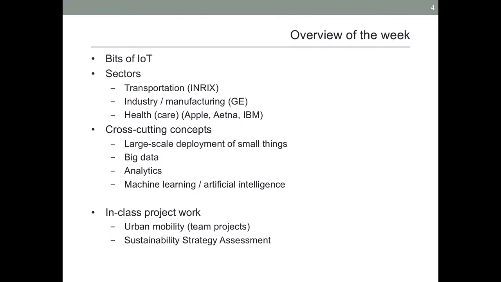So a quick overview of the week, mainly IoT and related themes. I'll just do some bits of IoT. Get it? Bits? Anyway, so we'll look at a few sectors, just a little bit on transportation, a piece on industry and manufacturing, and then some health and healthcare topics.